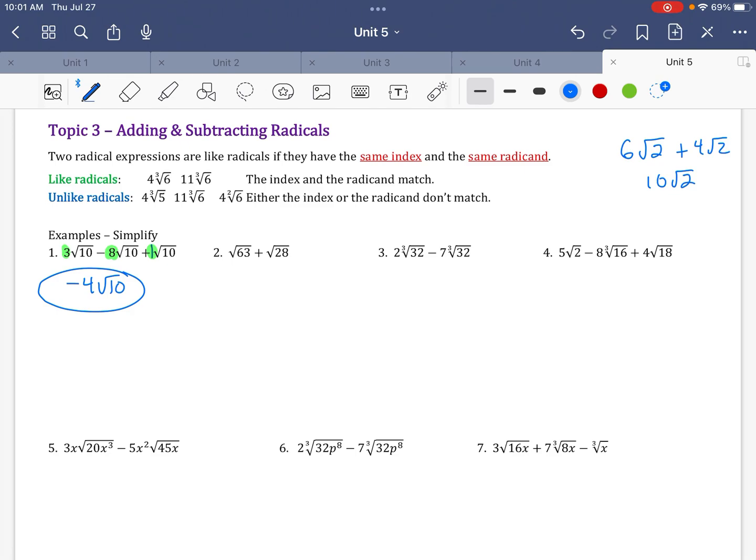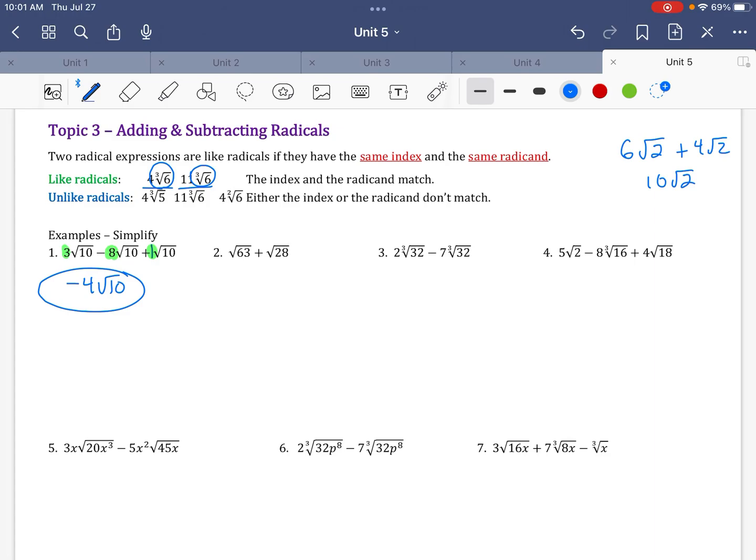All right, and just one little thing I didn't go over here. Like radicals would be here, because these are both cube roots and they both have a 6 inside. So those are considered to be like radicals, just like terms. I can add and subtract like terms.